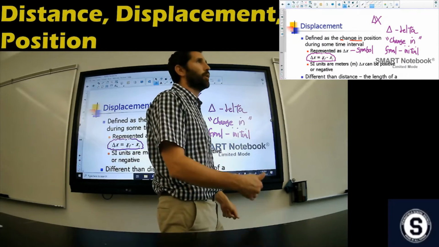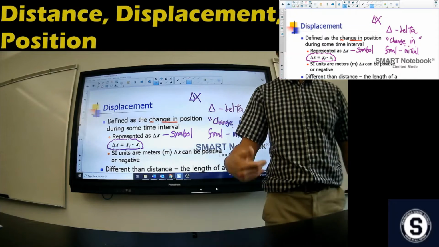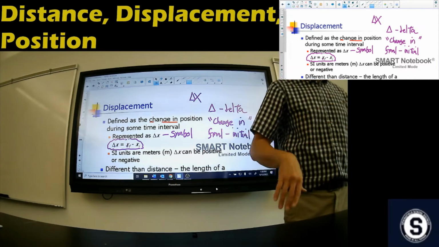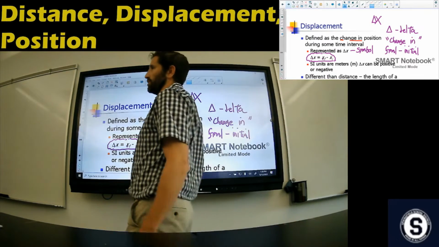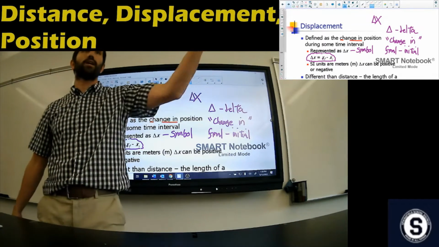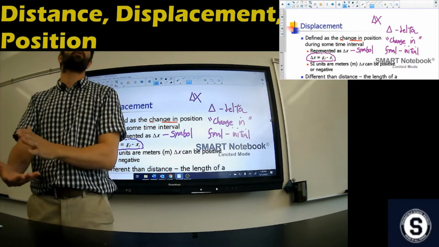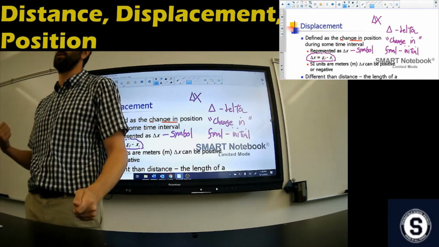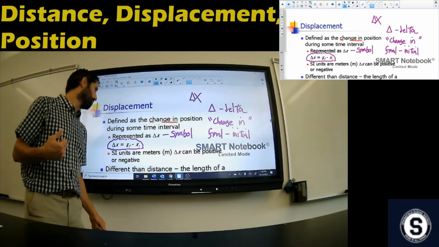If I wanted to know how much your height has changed since the time you were 4 years old, we can measure your height now. We can see what your height was when you were 4. And we take your height now minus your height when you were 4, not the other way around. Final minus initial, not initial minus final. Okay.